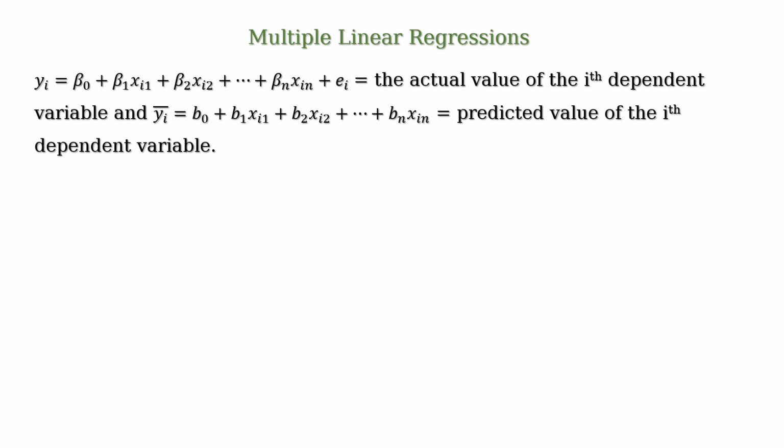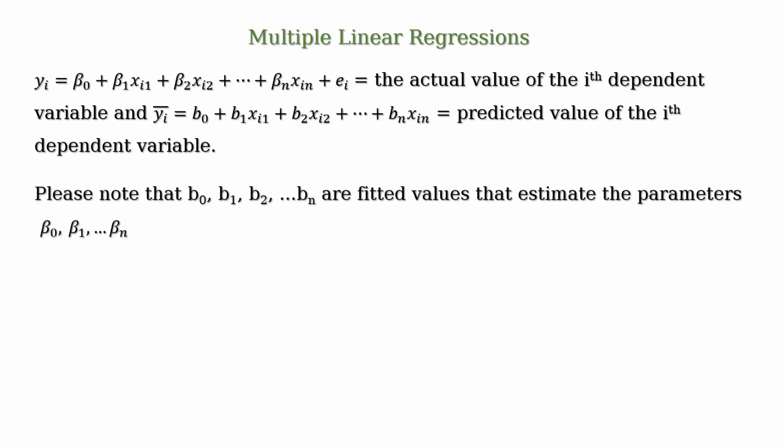So, we can write yi = beta 0 + beta 1 xi1 + beta 2 xi2 + so on + ei, and that is equal to the actual value of the ith dependent variable, and yi bar = b0 + b1 xi1 + b2 xi2 + so on, and that is equal to the predicted value of the ith dependent variable. Please note that b0, b1, b2 to bn are fitted values that estimate the parameters beta 0, beta 1 to beta n.